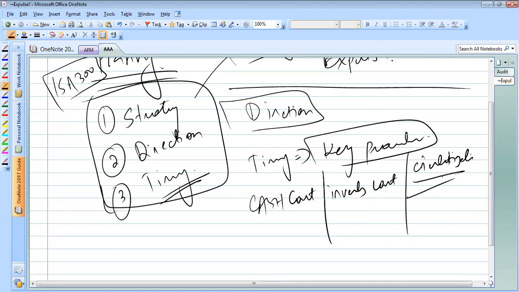So if I talk about the planning stage of the audit, the planning stage initially involves setting out the audit strategy, setting out the direction, and establishing the timings of the various procedures that you will be performing.